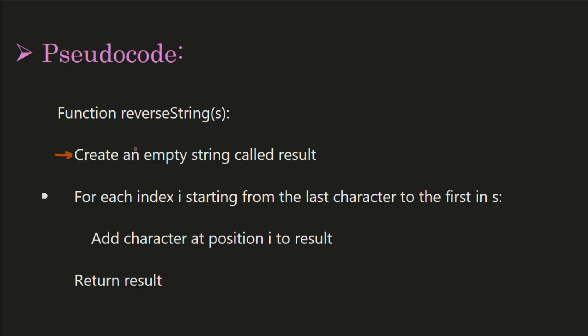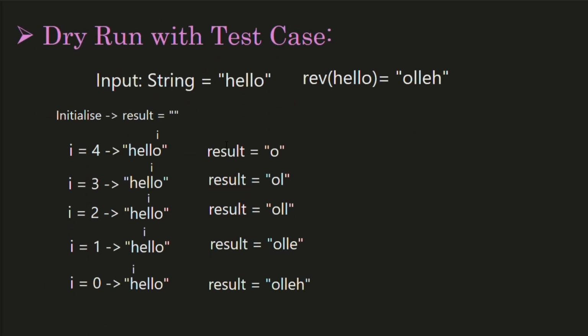Create an empty string called result. For each index i starting from the last character to the first in s, add the character at position i to result. Return result. Dry run. Input equals hello. We initialize an empty string, result equals empty string. i equals 4, s[4] equals o.